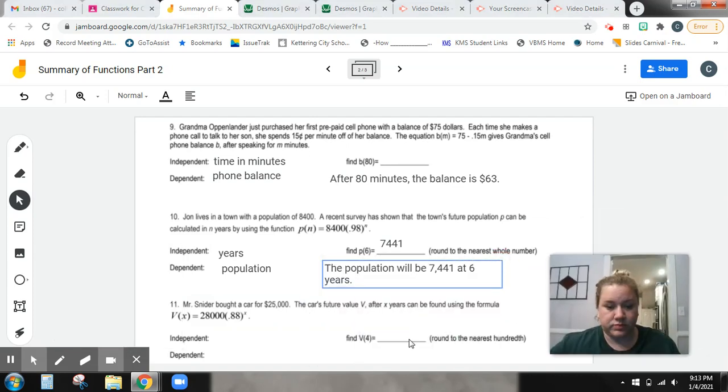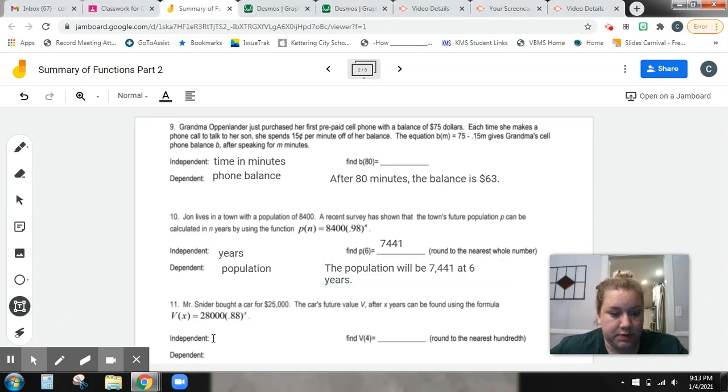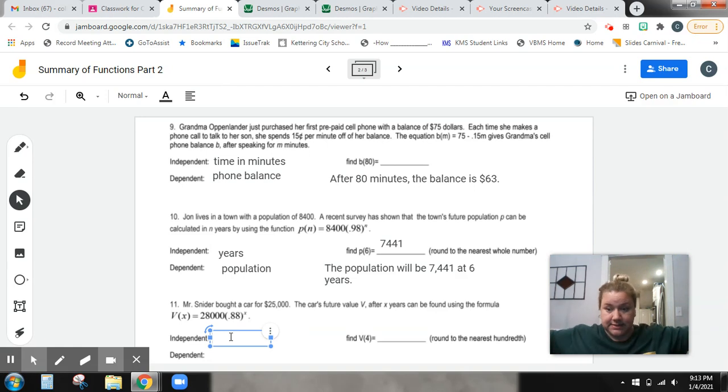Okay. Let's look at number 11. Mr. Snyder bought a car for $25,000. The car's future value, V, so I'm given one thing, a future value, after x years, I'm given years, so future value and years are my two variables, can be found using this formula. Okay, so what depends on what? Let's look here. Independent is the x-axis, that horizontal axis, right? And I see a time value here. So isn't the value of the car going to depend on how old it is?